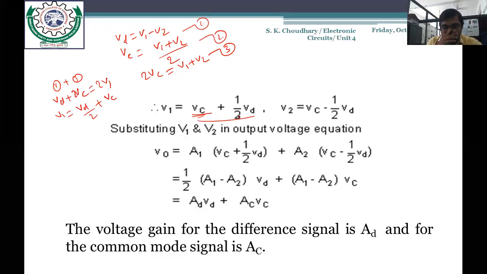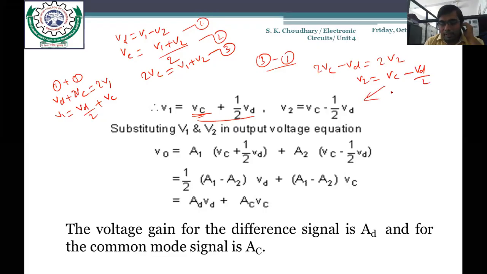Okay. And to find out V2, what do we have to do? We have to do equation 3 minus 1. So at that time what happens? Twice of Vc minus Vd is equal to, V1 would be cancelled out, twice of V2. So your V2 would become Vc minus Vd upon 2. Okay. So in this way, this equation has been written.